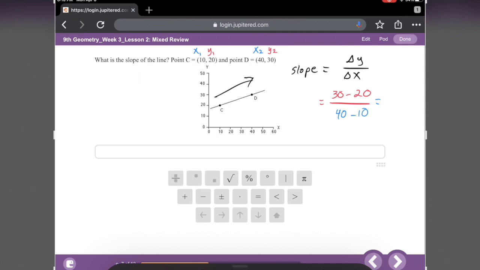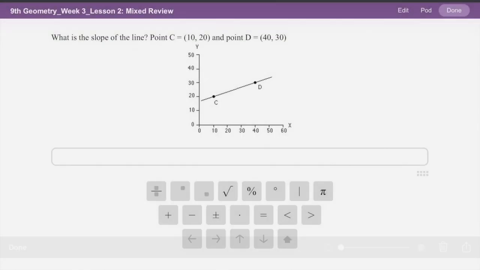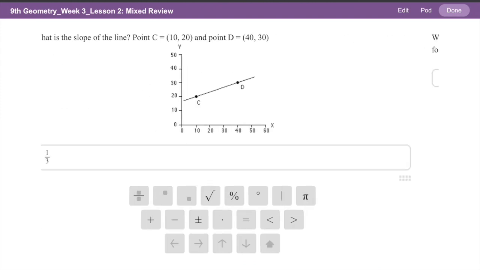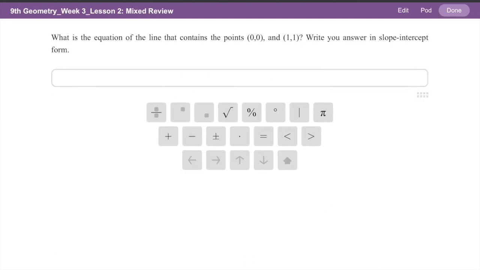Okay, and so we get 30 minus 20 is 10. 40 minus 10 is 30. So we have 10 over 30. But that's the same as 1 over 3. And we'll give our answer as the simplified fraction, 1/3. Okay, and let's put that in. 1 over 3. Okay, and that was the correct answer.